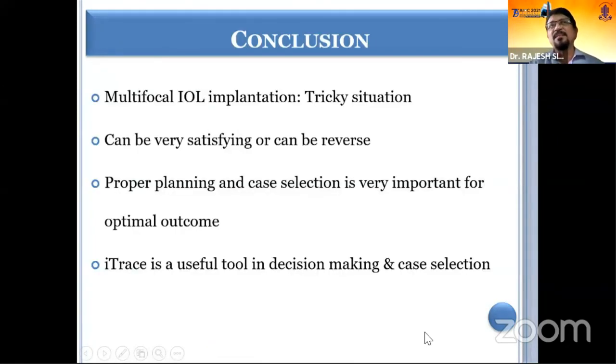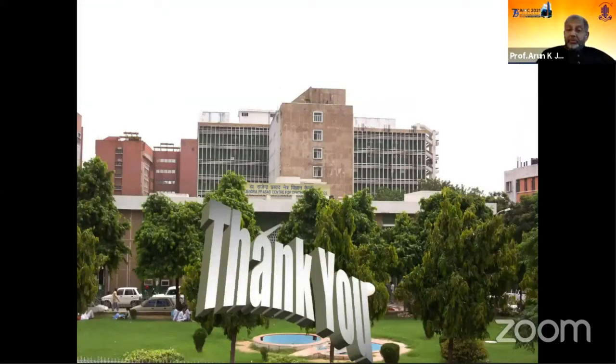So in conclusion, multifocal IOL implantation is a tricky situation. It can be very satisfying, or it can just be reversed and the patient can be very unhappy. So proper planning and case selection is important, and iTrace is a useful tool in planning and case selection for cases of multifocal IOL.